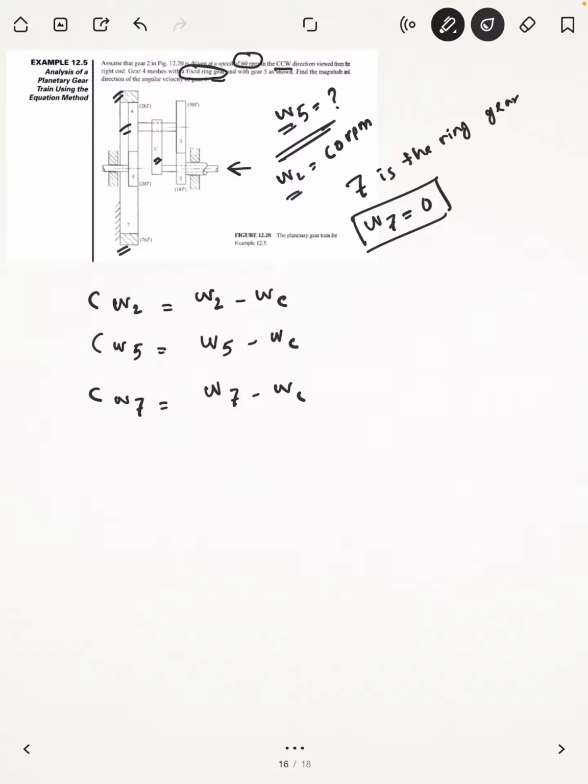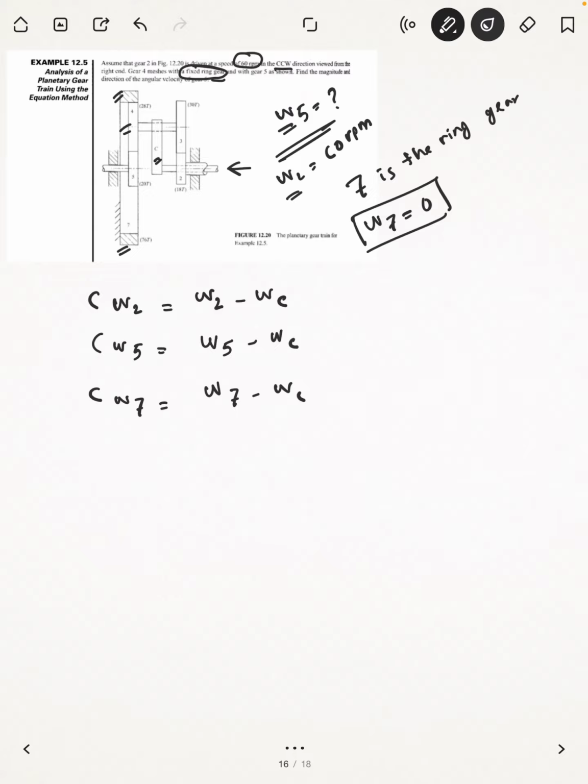The ring gear is not going to rotate. It is an internal gear, so it cannot rotate by itself. You remember the example of the rack and pinion. The rack cannot rotate, but the pinion can rotate on the rack. The similar concept is here: the internal gear, gear number 7, cannot rotate, so its angular velocity is 0. This is one of the advantages: if you represent C omega 7, we get rid of one of the variables.